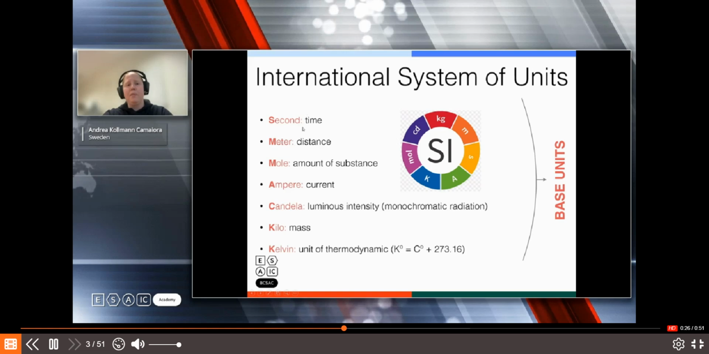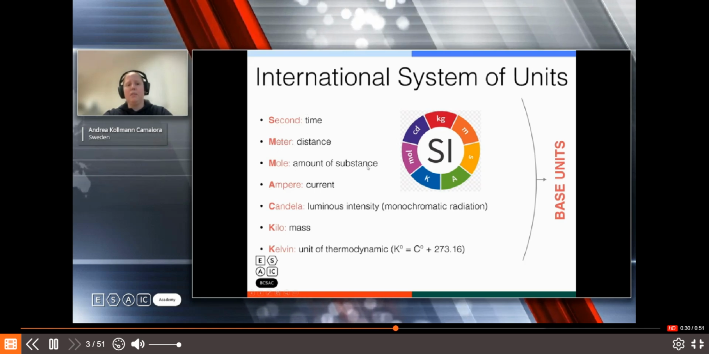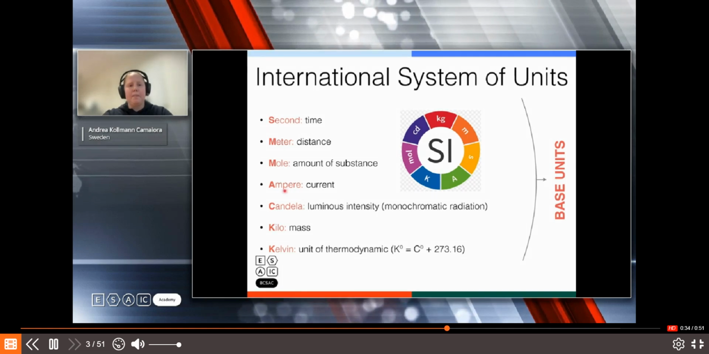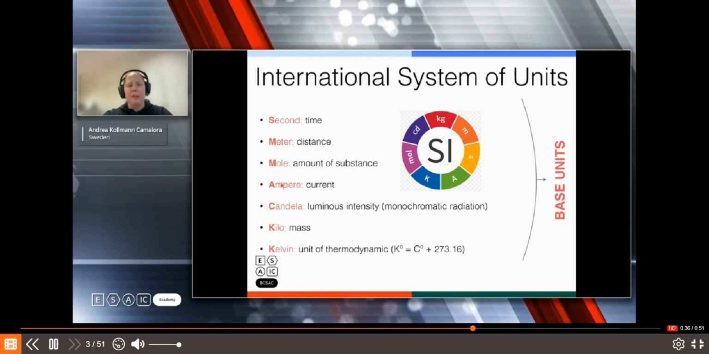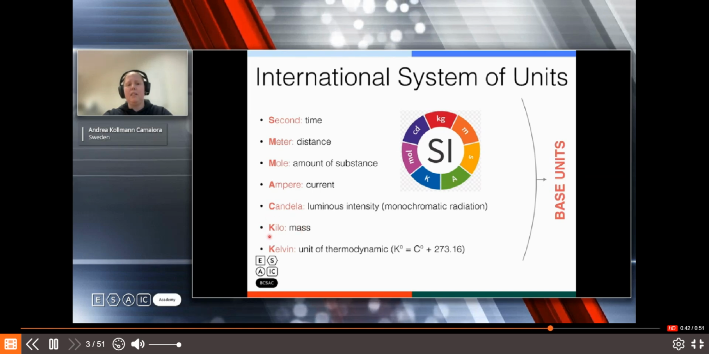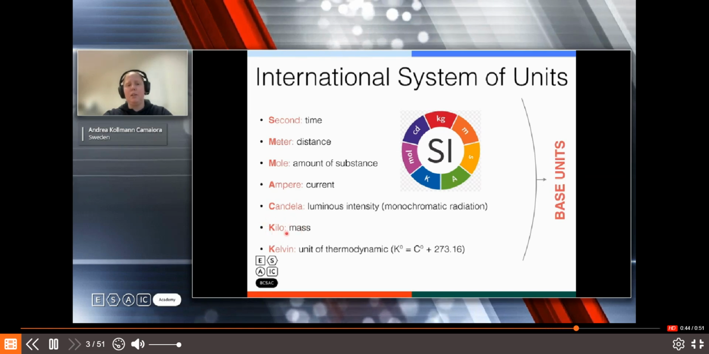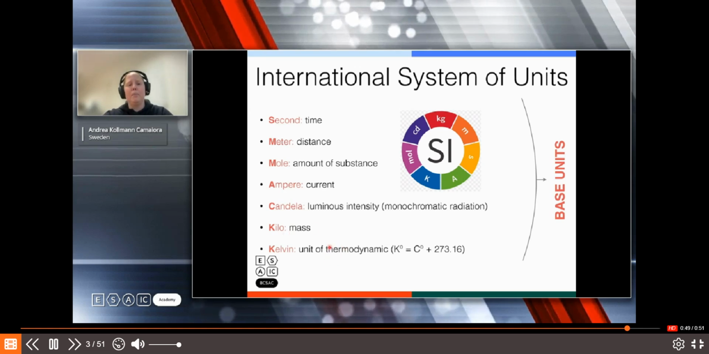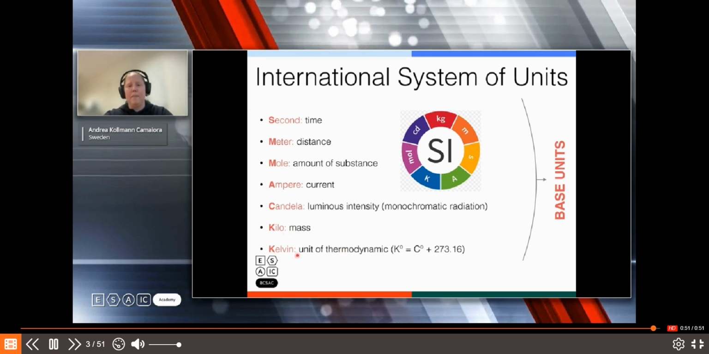So for time, it's the second. For distance, you have the meter. For amount of substance, it's the mole. For current, it's ampere. For luminous intensity, it's candela. For mass, it's the kilo, and this is a usual one that they like to ask because everybody thinks milligrams or grams. And the unit of thermodynamic temperature is, of course, the Kelvin.